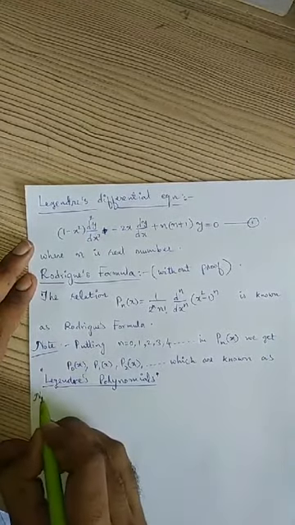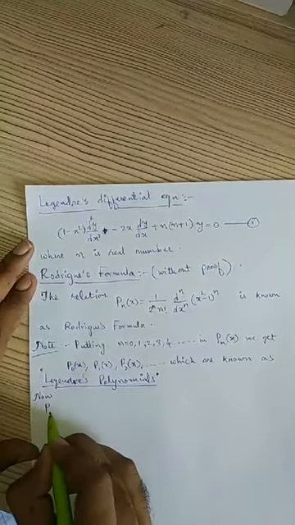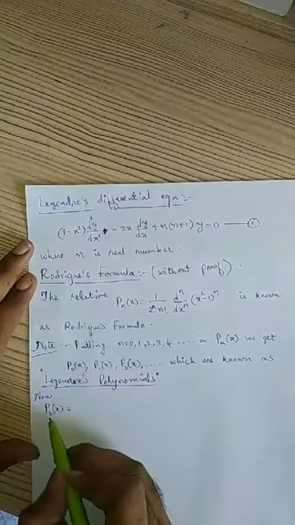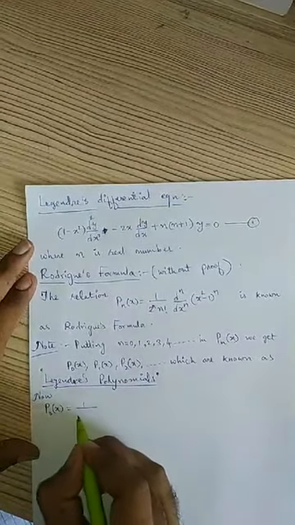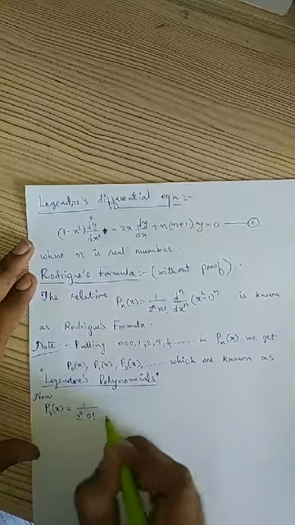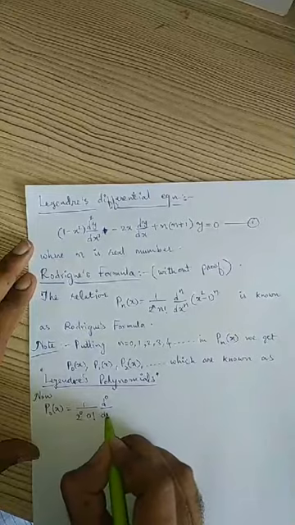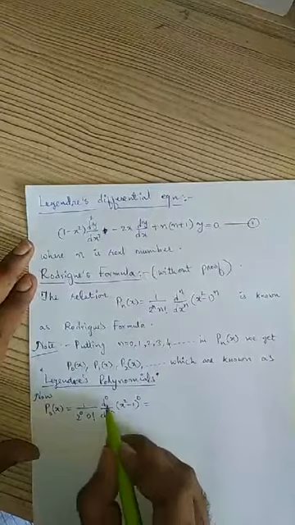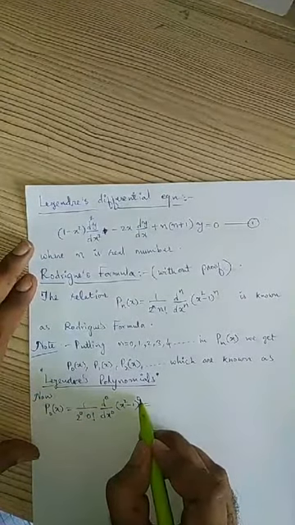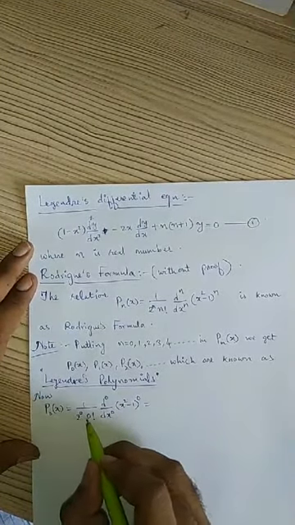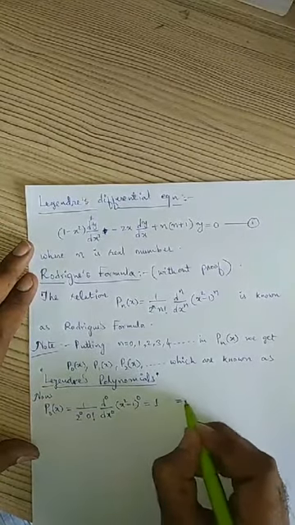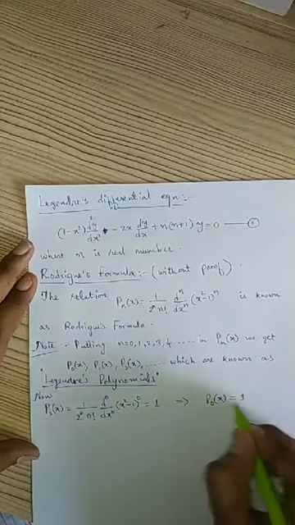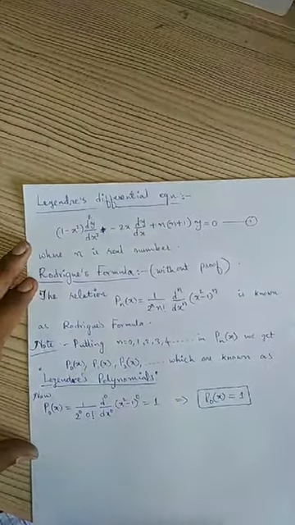So now we will derive P0 of x. P0 of x equals to, from the formula, in place of n I substitute 0. So 1 by 2 power 0, 0 factorial, 0th derivative means no derivative, x square minus 1 whole power 0. Something power 0 is 1, and 2 power 0 is 1, 0 factorial is 1, so the total is 1. Therefore the first Legendre's polynomial, P0 of x, is 1.